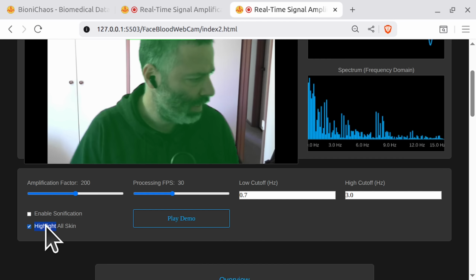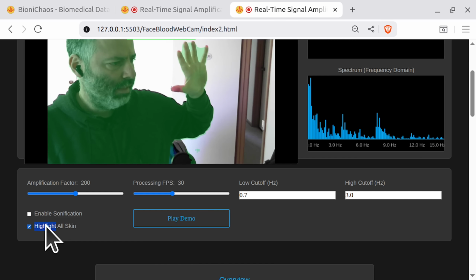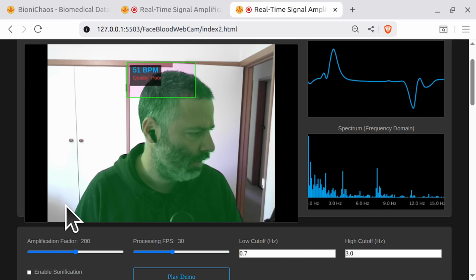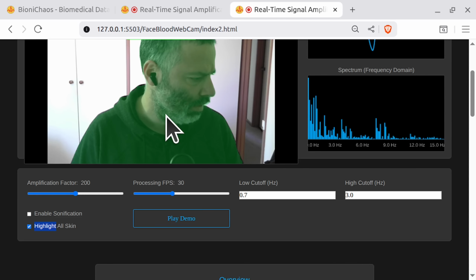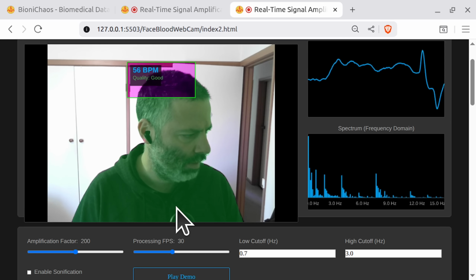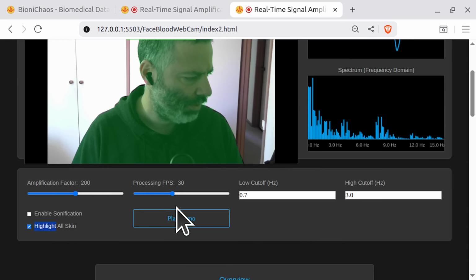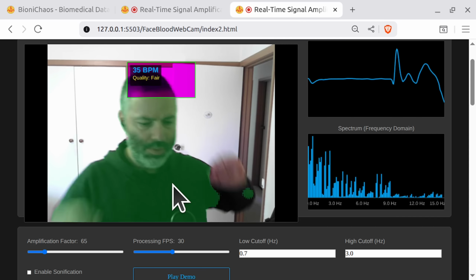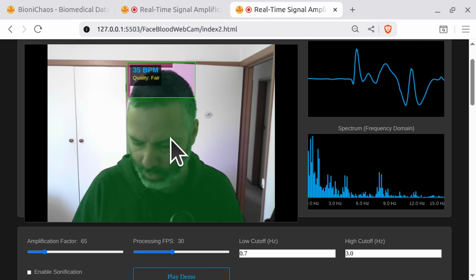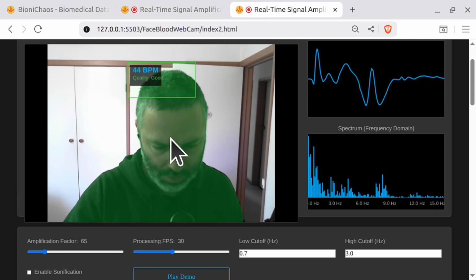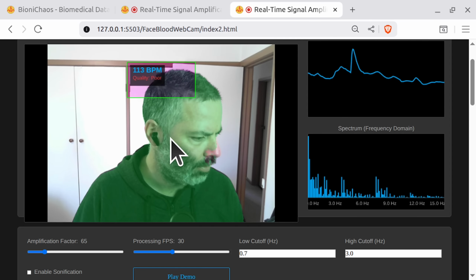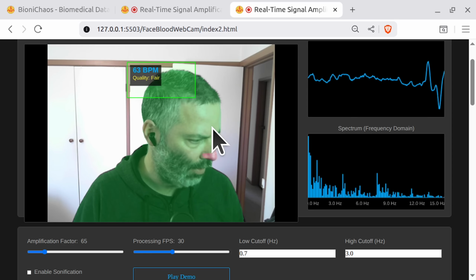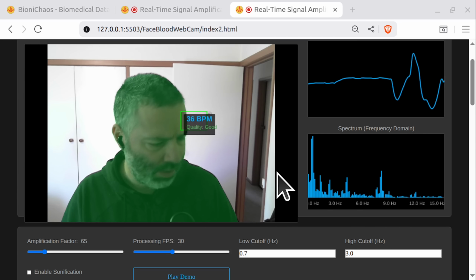Highlighting all skin. No, it's highlighting me. It's highlighting the skin. Highlight all skin. Okay, but that's not skin, is it? Recognize clothing? No. So it's highlighting me, which is nice, but it's not recognizing clothing. It's assuming I'm naked. And then it's not actually using it. No, it's still using the ROI. So it's not clear at the moment.